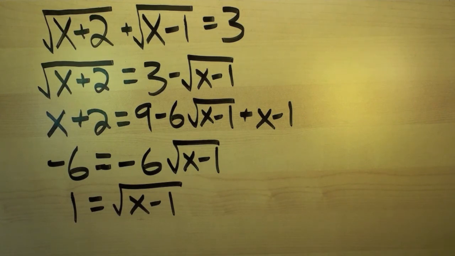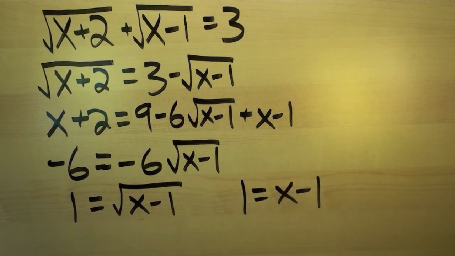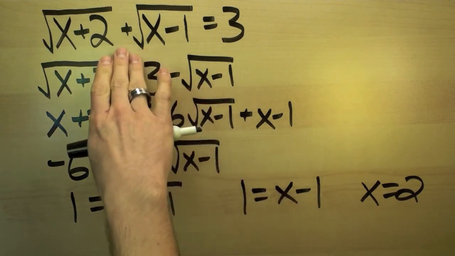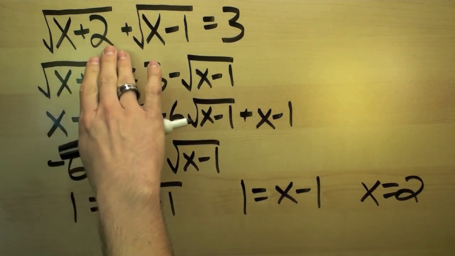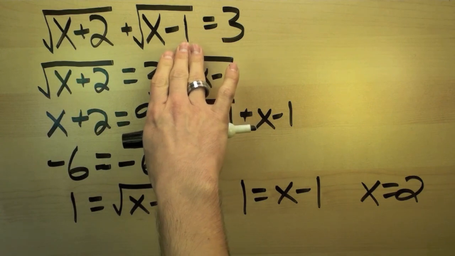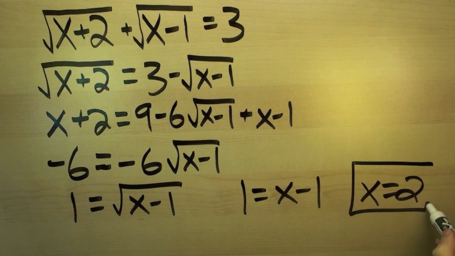Squaring both sides of the equation gives us 1 equals x minus 1. Add 1 to both sides, x equals 2. If you take 2 and plug it into your original equation, we're going to get the square root of 4, which is 2, plus the square root of 1, which is 1. 2 plus 1 equals 3. It all works out. So x equals 2 is a solution to our original equation.